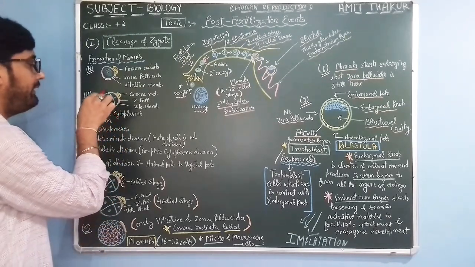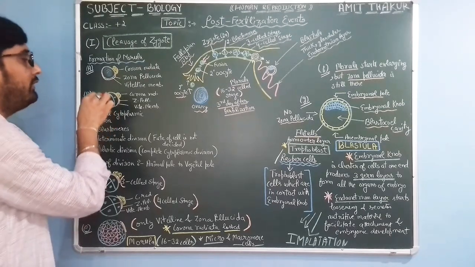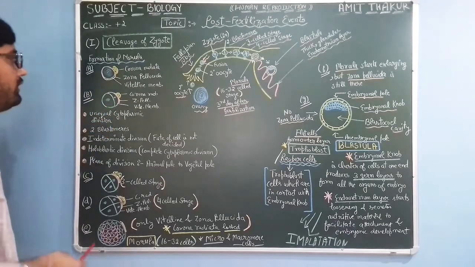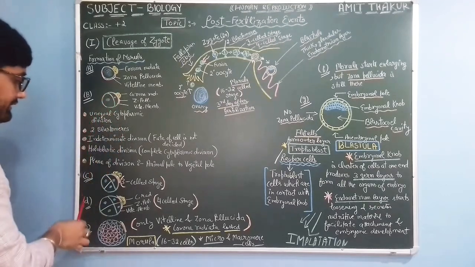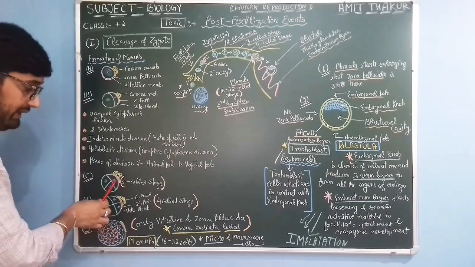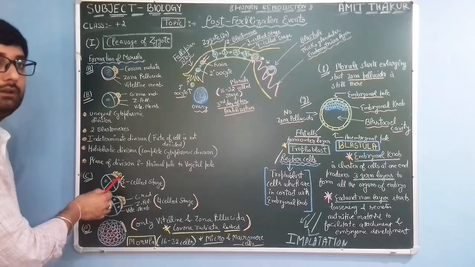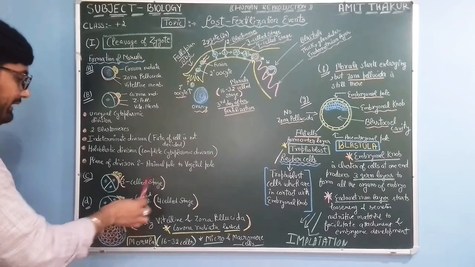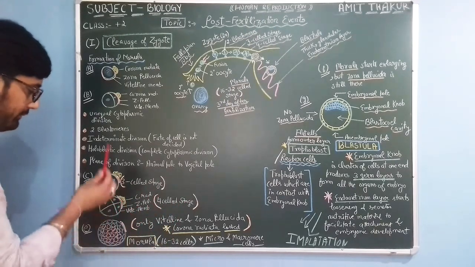Here you can see, here is the animal pole and here is the vegetal pole. So this division begins from the animal pole to the vegetal pole. This is the 2-celled stage. Then this 2-celled stage changes into the 3-celled stage. Here you can see, again, the vitelline membrane, zona pellucida, and corona radiata. All of these 3 layers are present. Then this 3-celled stage changes into the 4-celled stage.